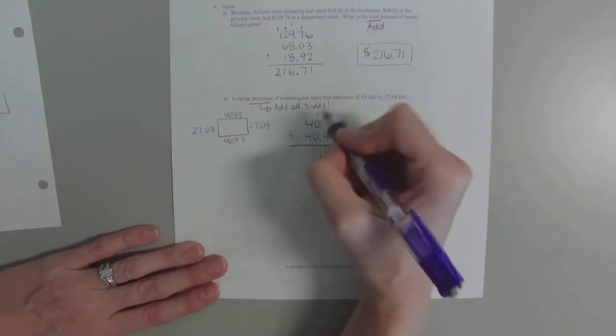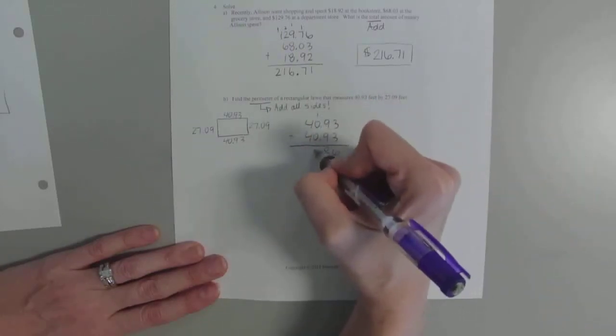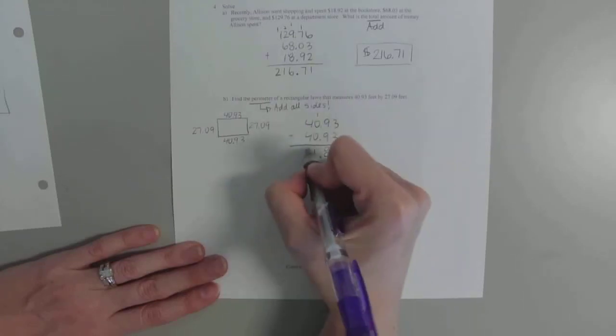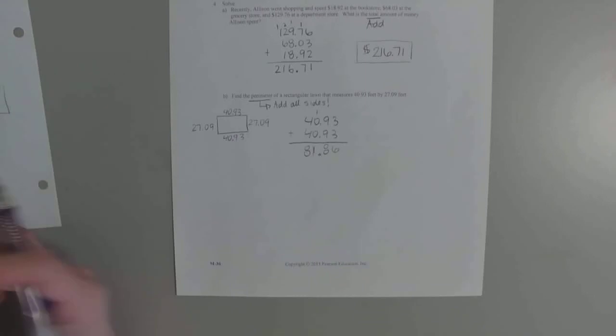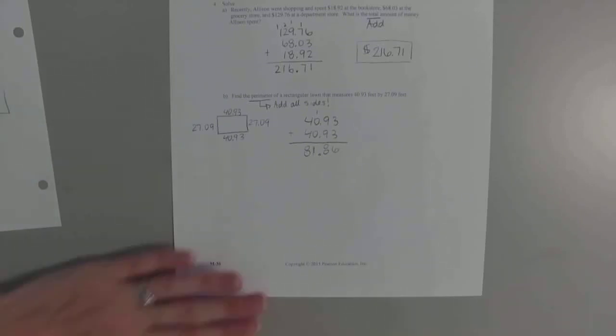40.93 plus the 40.93. 3 plus 3 is 6. 9 plus 9 is 18. Put your 8 down, carry your 1, bring down your decimal point. 1 plus 0 is just 1. And then 4 plus 4 is 8. So the two long sides together are just 81.86. From here, you can do the same thing and add the two short sides together and then add them all together at once. Or we can just add on 27.09 and then add on 27.09.